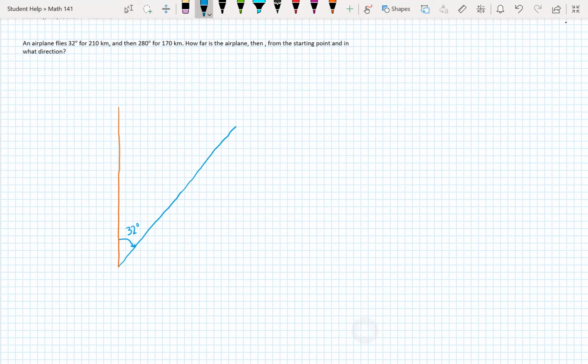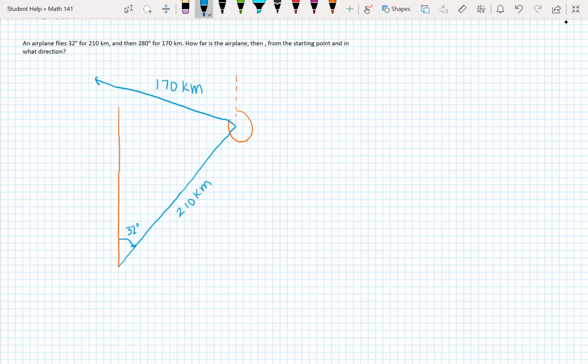And it says it went 210 kilometers. And then it's going to go 280 degrees. So I start again by making sort of a new axis system here. And so that 280 degrees is going to swing around like this, and the plane is going to go this way for a while. Let's see, it was 170 kilometers. Not drawn to scale, but you get the idea.